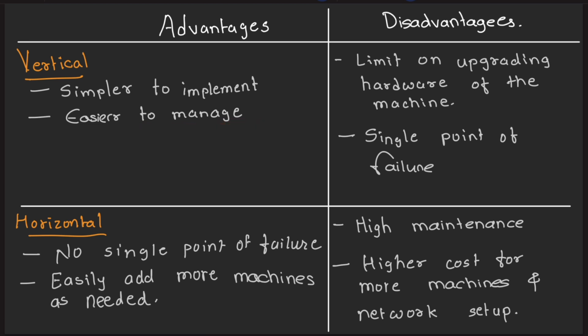It has some disadvantages, like we cannot upgrade hardware beyond its limitation. Let's say we are upgrading RAM, but RAM has some limitation on its upgrade. So this is one disadvantage. The second major disadvantage is single point of failure. So let's first understand what is single point of failure.